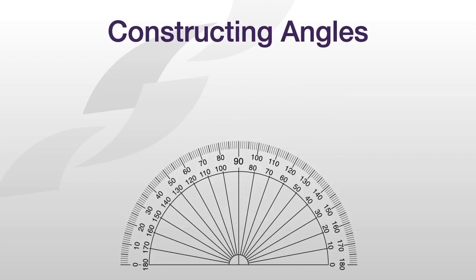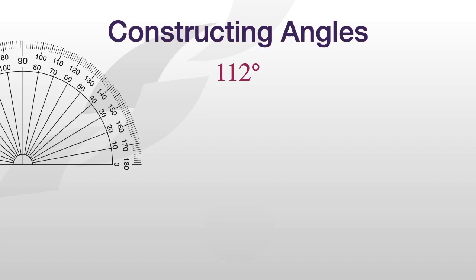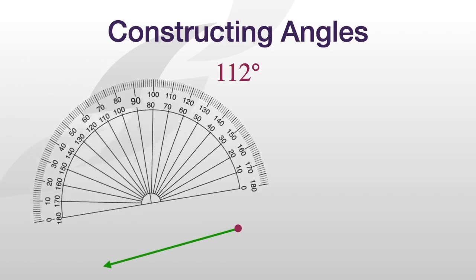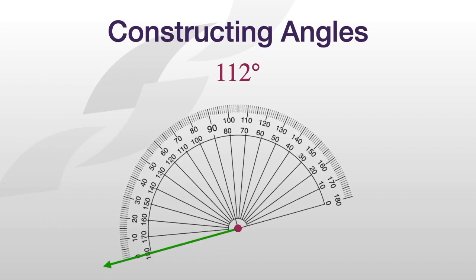We can also use a protractor to construct an angle. As an example, let's construct an angle that measures 112 degrees. First, start with a ray going in any direction. Next, line up the protractor. We can see 112 degrees in two locations.